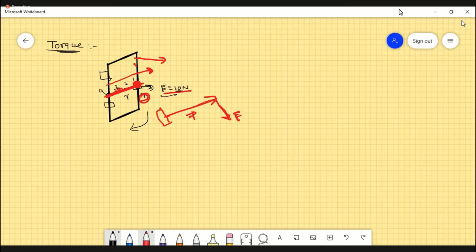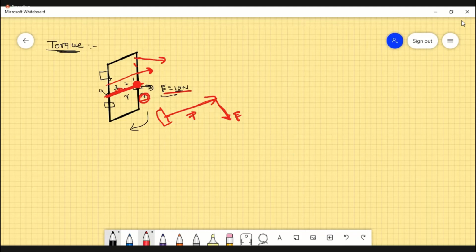So that rotating force is called torque, and it is also called moment of force. Torque is also called a moment of force. So now we have to write the torque equation. If you write the torque equation, what is torque?